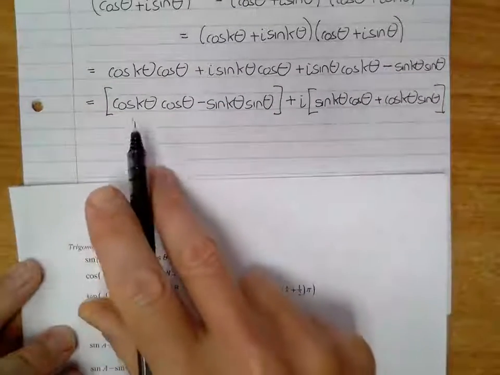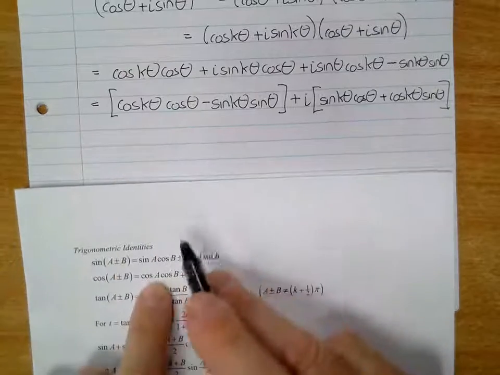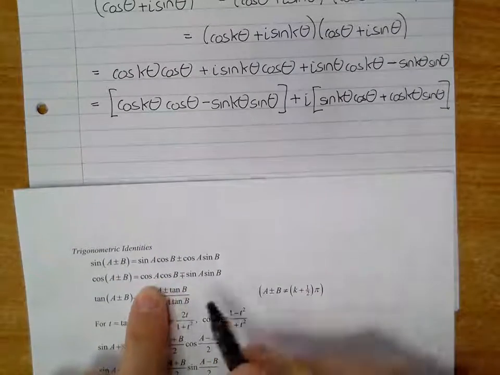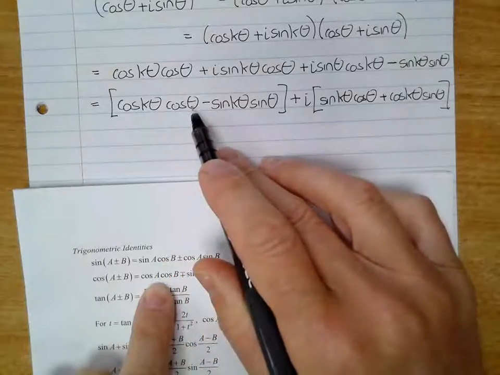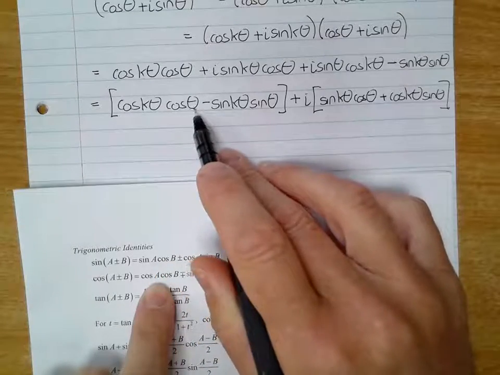So if you look at this one here, we've basically got the right hand side of this one: cos a cos b, cos k theta cos theta. So that's my a and that's my b.